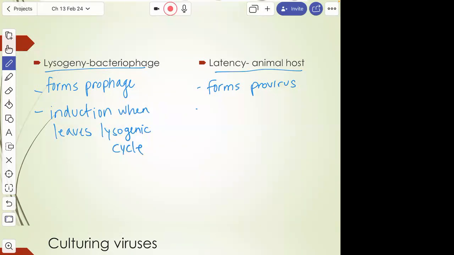And I mentioned for animal cells that provirus is always going to be permanent. Okay, so there's no induction, unfortunately. So once we are infected with a virus that can become latent, as far as we know, there's no way to ever get rid of it. So HIV is one of the viruses that will incorporate into our chromosomes, and it's one of the reasons we haven't been able to cure HIV. Once it's there, there doesn't seem to be any way to get that genome to leave again. All right, so just some differences there.